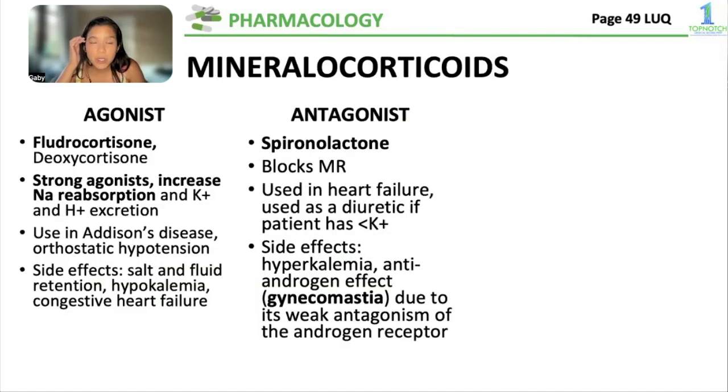Okay. So next, we talk about your mineralocorticoids. Remember, they are really important in promoting sodium reabsorption and potassium excretion. With sodium reabsorption, we also allow for water reabsorption because where sodium goes, water follows. So the agonists of your aldosterone are fludrocortisone and deoxycortisone. Fludrocortisone we use in Addison's disease, and we also use it in orthostatic hypotension to promote vascular expansion by reabsorbing sodium and eventually water.